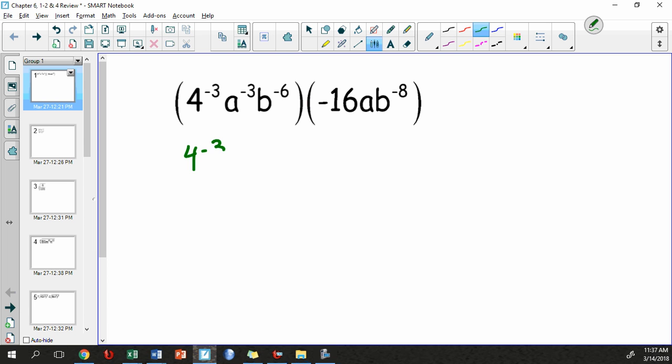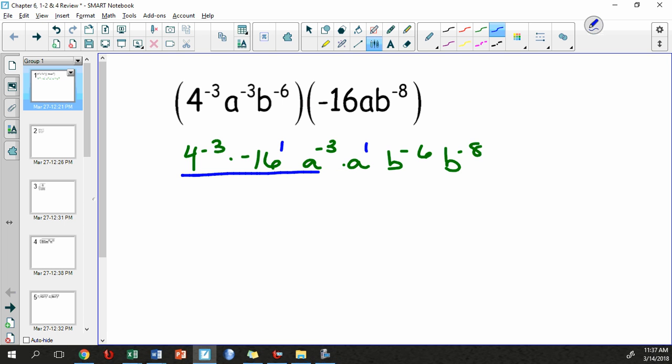So 4 to the negative 3 times negative 16, a to the negative 3 times a, b to the negative 6 times b to the negative 8. Correct? Then we're going to go ahead and put on our missing exponents. The 16 is missing an exponent, and the a is missing an exponent, correct? So we have 3 individual problems here. So I'm going to put this all over 1.